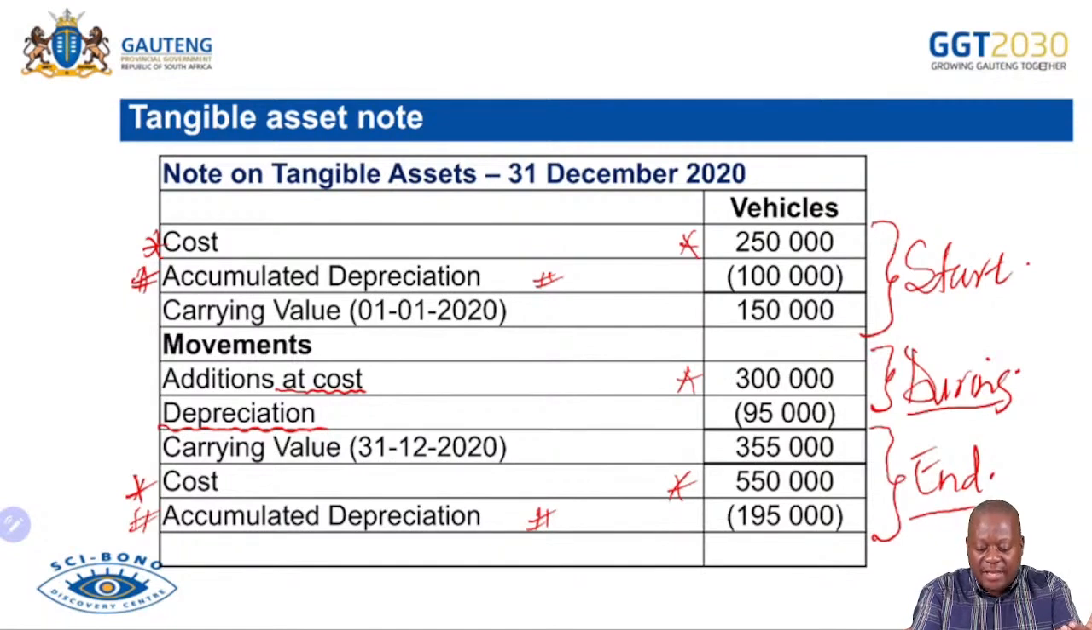So what happens here? Accumulated depreciation at the start is always increased by depreciation. Remember, we said accumulated depreciation is like age, always increasing. But what increases it? It is depreciation. So it's 100,000 plus 95,000. You can see where all this is coming from. 95,000 is the depreciation during the year. So 100,000 plus 95,000 gives us 195,000.